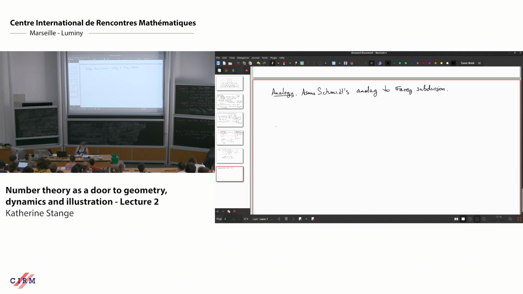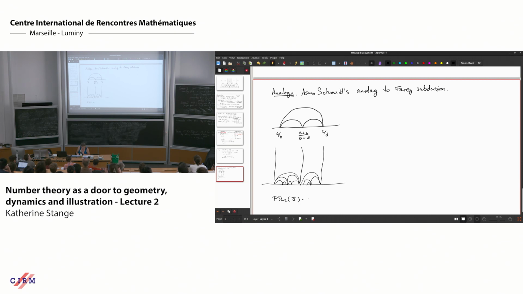Okay. And so on this side, let's remind ourselves what the Farey subdivision looked like, right? One piece of it was built out of these triangles, and each piece is built iteratively by choosing the mediant. And then if you want to have the whole thing in the upper half plane with all of its bits, what you do is take the PSL2Z orbit of one of those triangles. Okay, so that's one way of thinking about that.